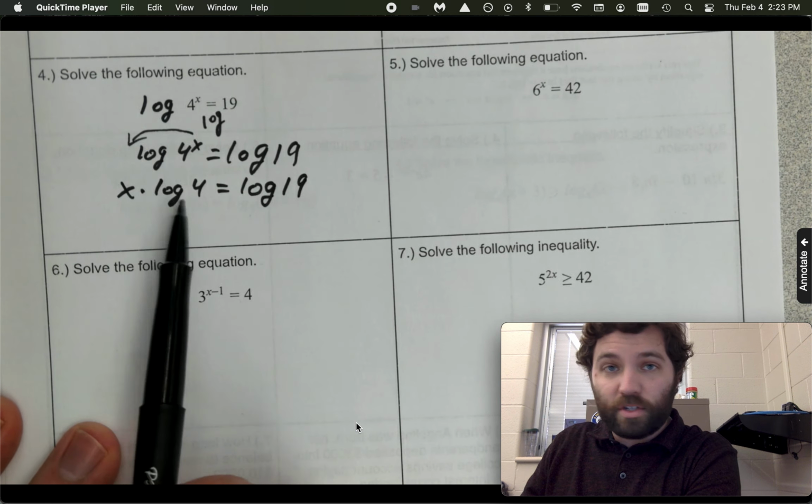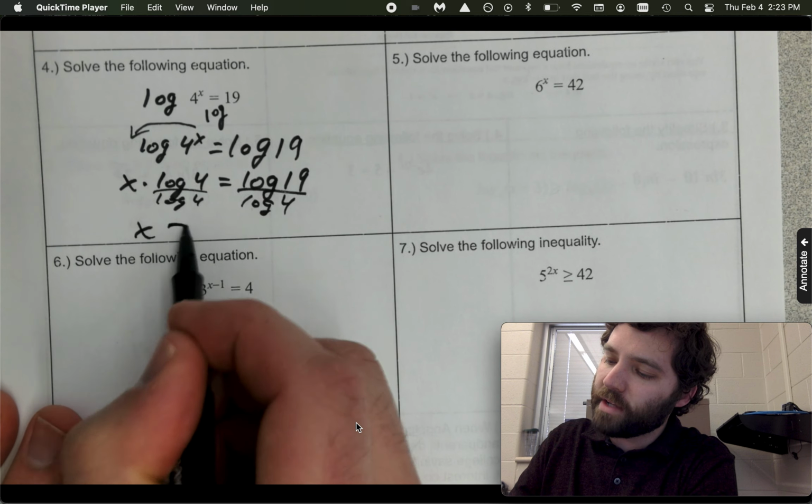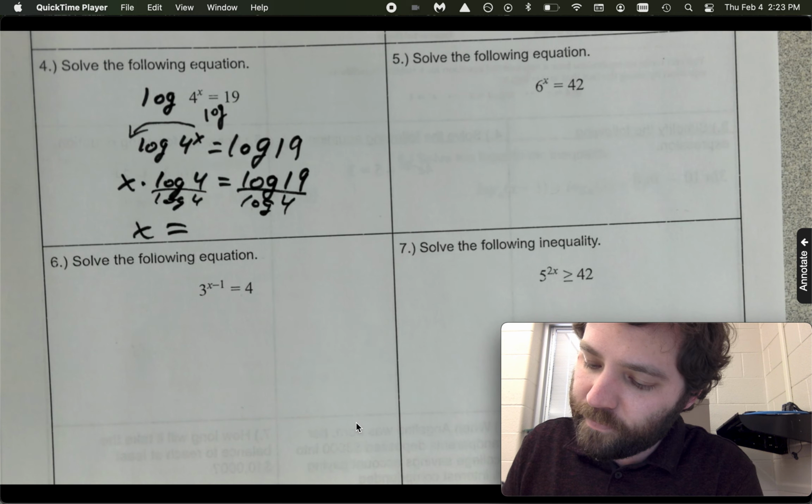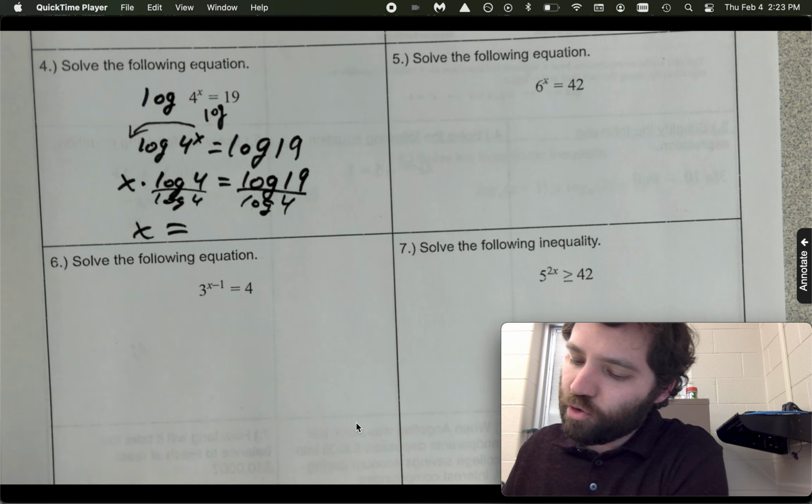It's like if I had x times 12, I could just divide by 12. So I'll just divide both sides by log of 4, and I'll get my answer. So x equals log 19 divided by log 4, and I'm going to get 2.124.